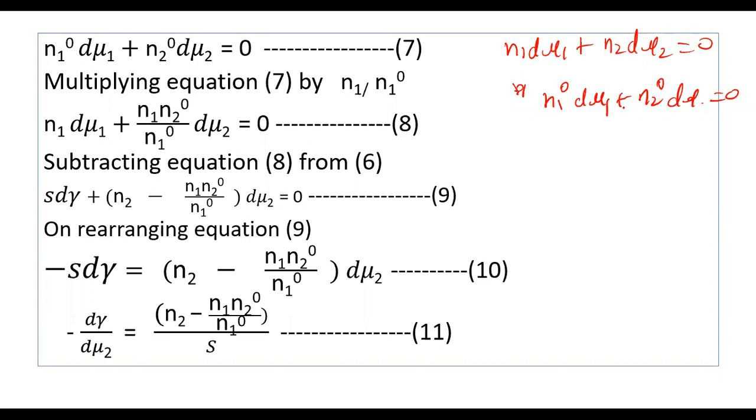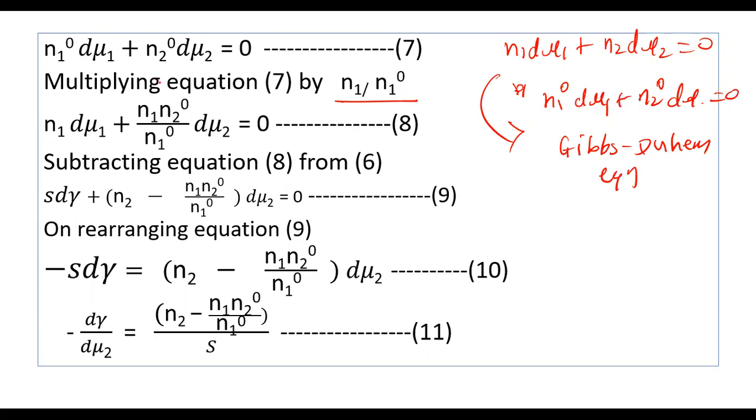This is for the bulk phase, because in the bulk phase the solute and solvents are there in the pure state. Now, equation 7 can be obtained from this Gibbs-Duhem equation, which is known to us. Now multiply equation 7 by this term, N1 upon N10. What is N1 here? N1 is the number of moles of the solvent at the surface phase, and N10 is the number of moles of the solvent at the bulk phase.